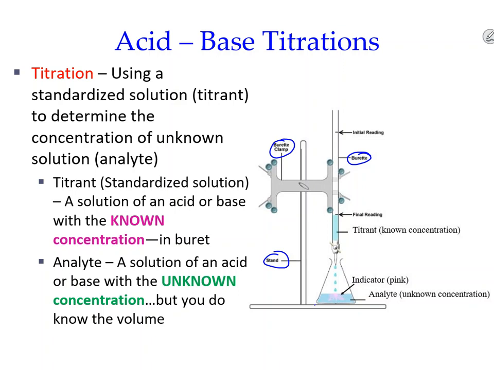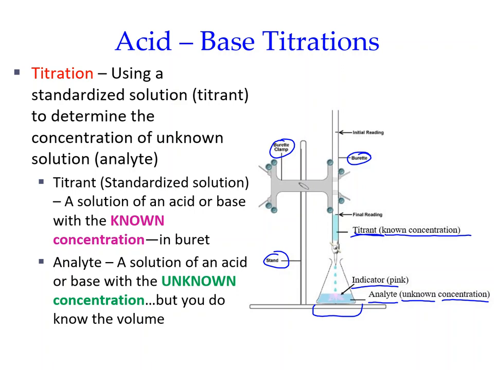And you have your flask down here that holds the analyte. The analyte is the one with the unknown concentration. Also, you put in there usually an indicator that's going to tell you when you need to stop your titration. In the burette goes the titrant, which is the one with the known concentration.